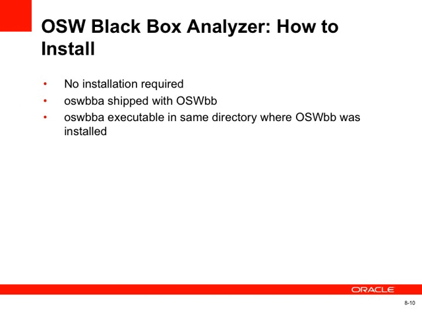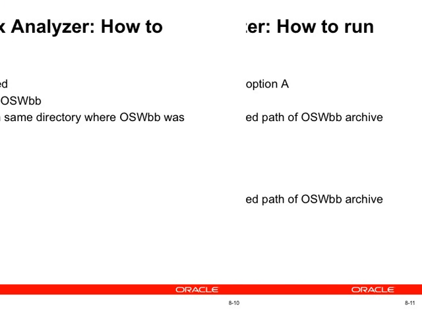How to install the Black Box analyzer. Installation is not required, as this utility is available as part of the OSWatcher Black Box. Once the OSWatcher Black Box is downloaded from My Oracle Support and uncompressed, the analyzer executable can be found in the directory where the OSWatcher Black Box was installed.